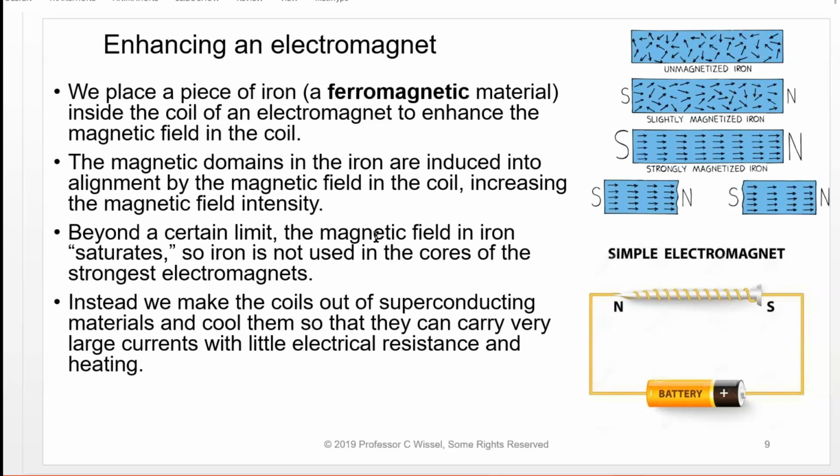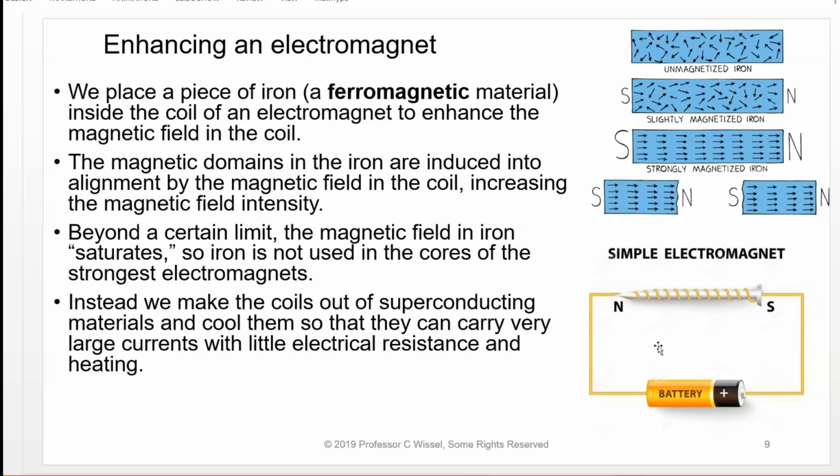Magnetic domains in the iron are induced into alignment by the magnetic field in the coil, increasing the magnetic field intensity. But beyond a certain limit, the magnetic field in iron saturates, because after a while these all get lined up, and there's no more to join the club, so to speak. That's called saturation. So iron is not really used in the cores of the strongest electromagnets. Instead, we make the coils out of superconducting materials and we cool them so that they can carry extremely large currents with very little electrical resistance and heating.